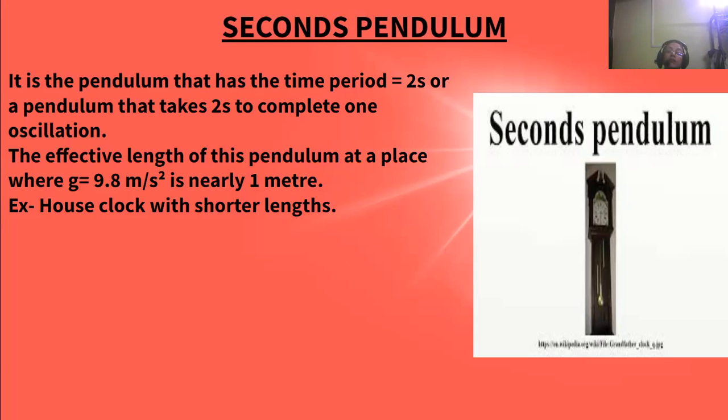Now, the effective length of this pendulum at a place where g is equal to 9.8 meter per second square is nearly 1 meter. The effective length is generally 1 meter at a place where acceleration due to gravity is 9.8 meter per second square. An example of the seconds pendulum is the house clock, which has shorter lengths. These are the examples of the seconds pendulum.